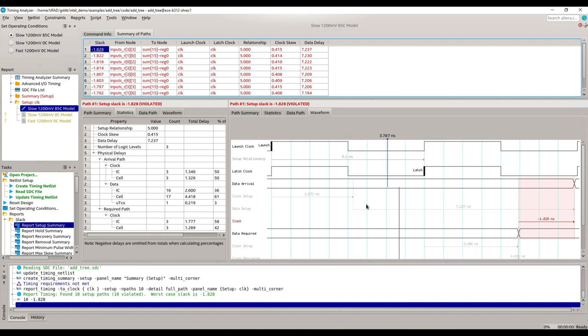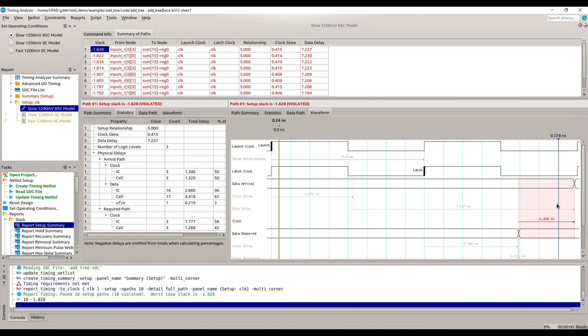7.237 nanoseconds is. So basically, if we take the clock delay, this is when the clock arrives at the source flip-flop. A little bit of time later, we have the clock to queue output. So the data is coming out of the source register. And then we have all the other delays for the interconnect and adders. And at this point in time over here, is when the data actually arrives at the destination flip-flop.